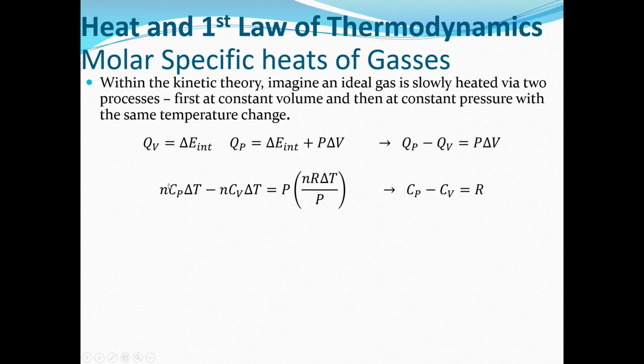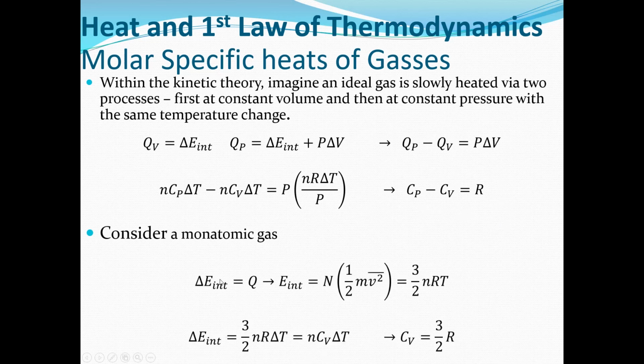When we use the equations for nCΔT for both those heats, we end up getting this. And because we have a gas, we can replace it with PV equals nRT to get this. The moles drop out, the change in temperature drops out, the pressure drops out, and we end up left with this: Cp minus Cv equals R. So right here, we can already see why the difference between Cp and Cv is always the same value. Because according to this, no matter whether we're talking about monatomic, triatomic, diatomic, the difference is always going to be equal to R.